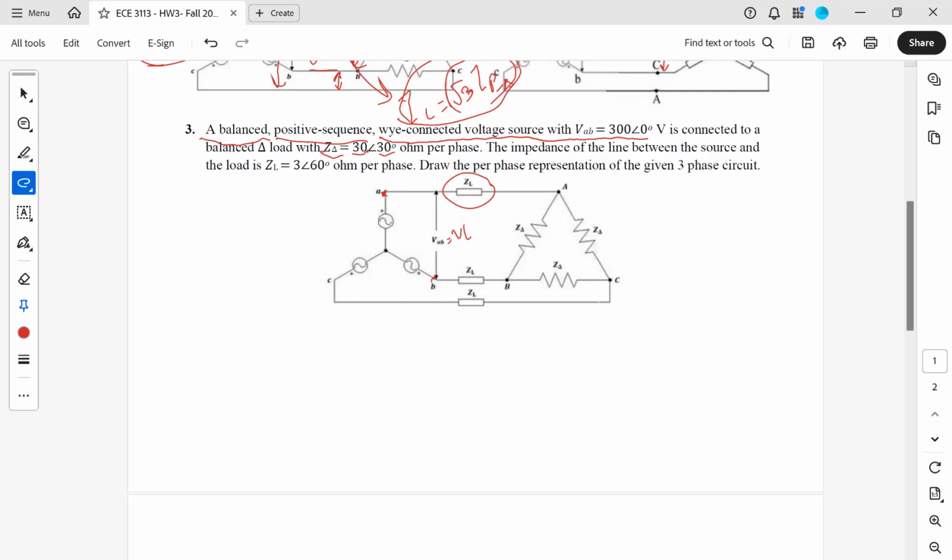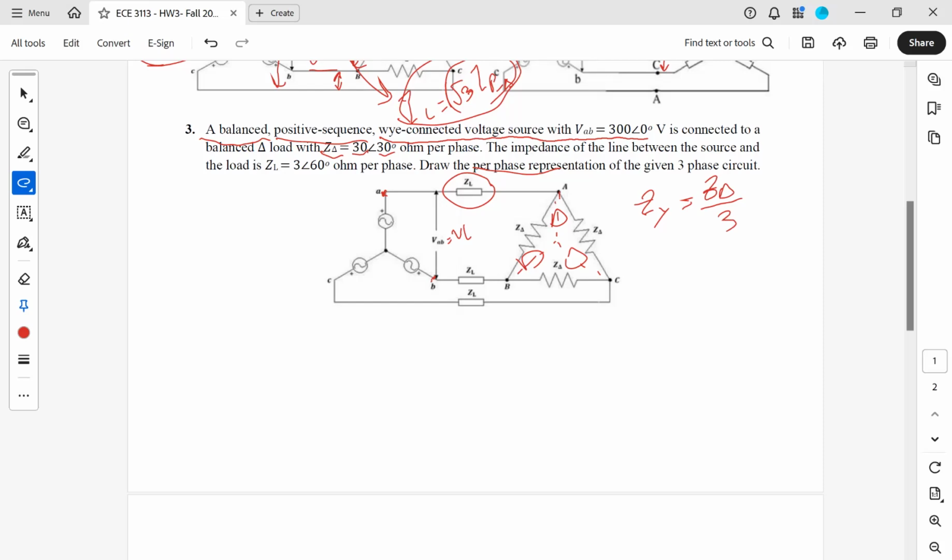We said, okay, since we know it's balanced, we are over step 1 of our analysis. Step 2 was, if we want to have the per phase, we have to change all the deltas to star connection. So we have to have the equivalent star connection for this load. And we know that when we have a balanced system, the equivalent star impedance is going to be the delta impedance over 3. We've gone through that in class.